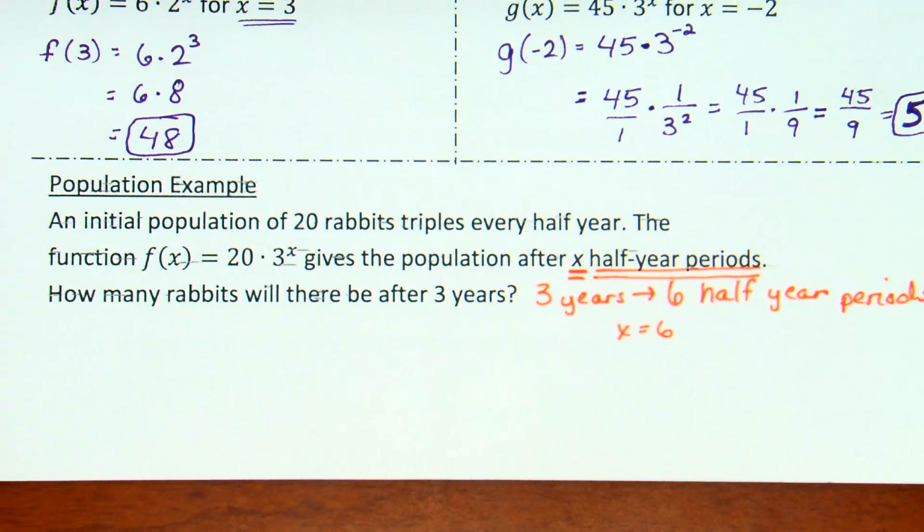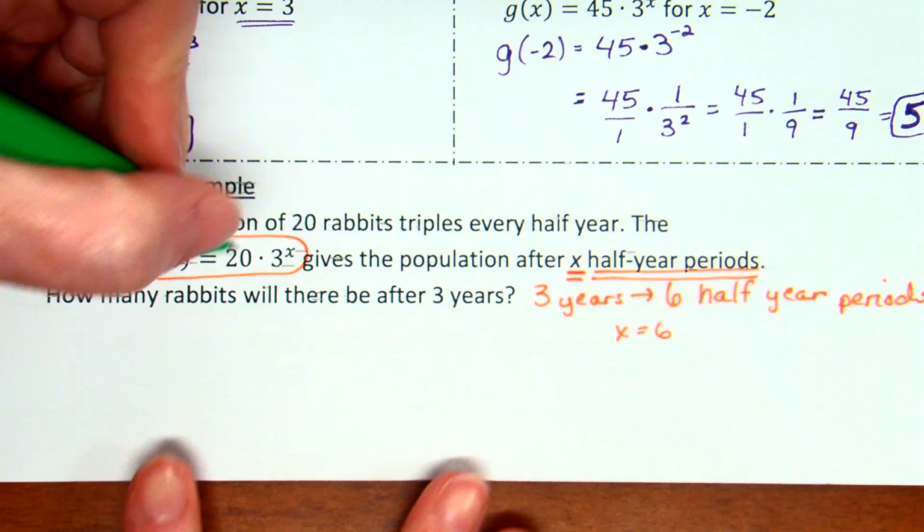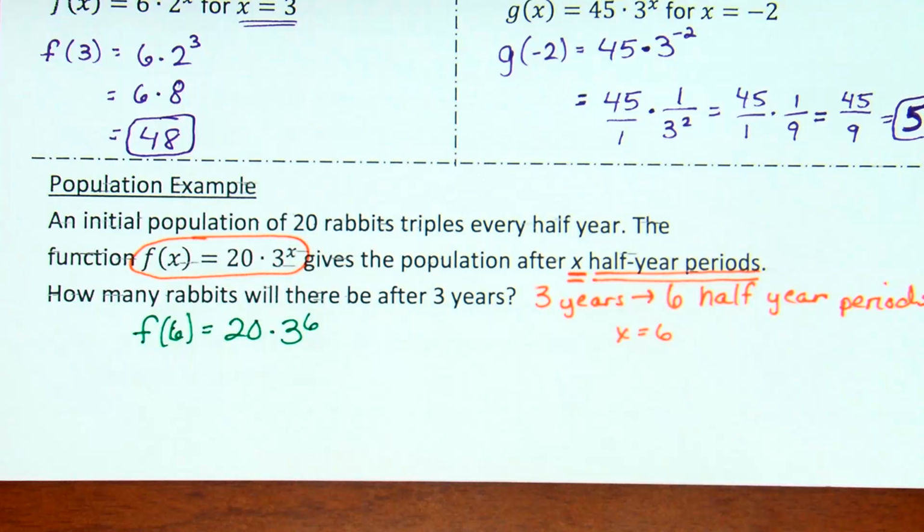Did they give me an equation? Yes. I love when they give me an equation. It makes life so much nicer, doesn't it? So, we're putting in 6. F of 6 is 20 times 3 to the 6th. What are we doing first? Exponent.